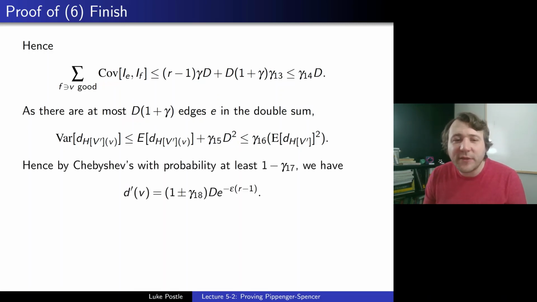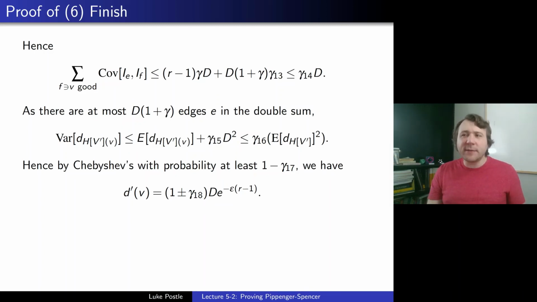So by Chebyshev's inequality, if we want to shoot for some probability at least 1 minus gamma 17, we can determine that the degree, so here I'm using d prime to represent that awful d_H of v prime above, then the new degree will be roughly 1 plus or minus gamma 18 of what we expected it to be, this d e to the minus epsilon (r minus 1). So what is that saying? Somehow, yes, with high probability, each individual vertex should be within some gamma factors of this expectation.